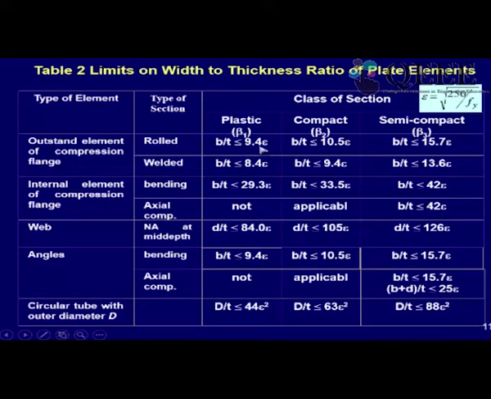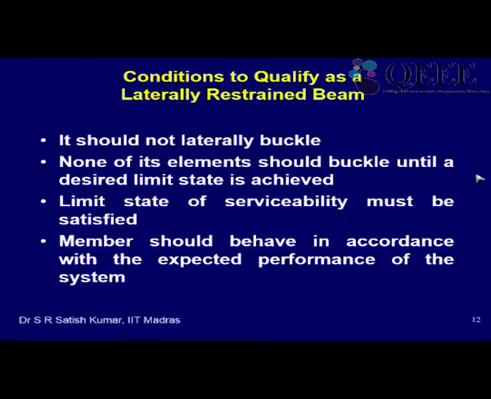Compared to rolled, you can see the welded limits are lower. So all the limits, 15.7 becomes 13.6 and so on. So that is one thing. Then for internal elements, depending on the type of loading, if it is under pure bending, that is, the neutral axis is at mid height, these are the limits. If it's under axial compression, there is no limit for these two, but 42 is the limit. For angles, circular tubes, other limits are given. So we have to take these limits and classify a section as a first step. We'll see how to do that later.